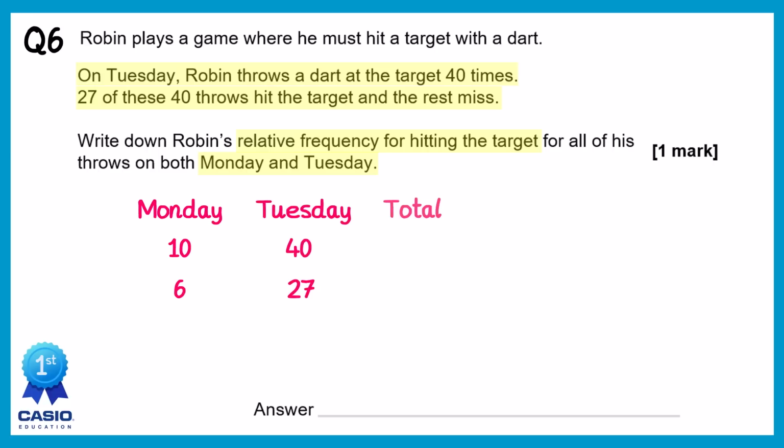So in total across both of the days, he did 10 plus 40 throws, so that's 50 throws, and he hit 6 plus 27 times, so that's 33. This means the relative frequency of hitting across both days will be 33 hits out of a total of 50.